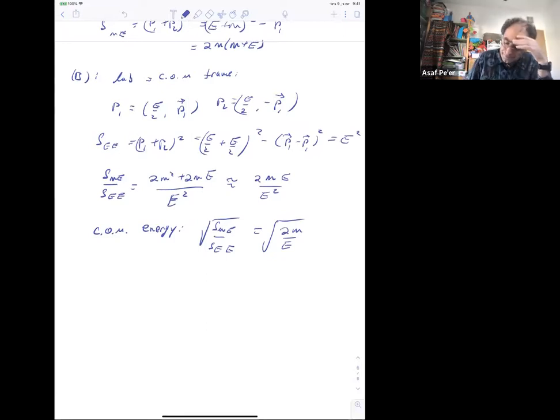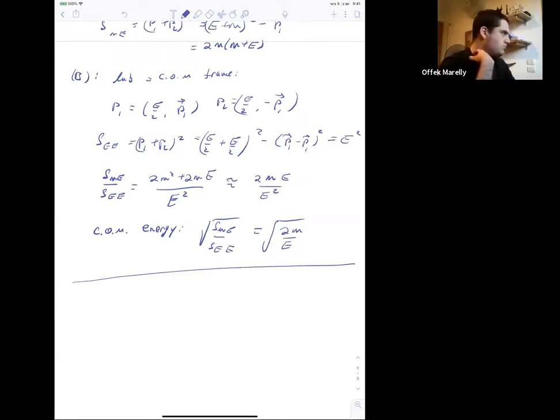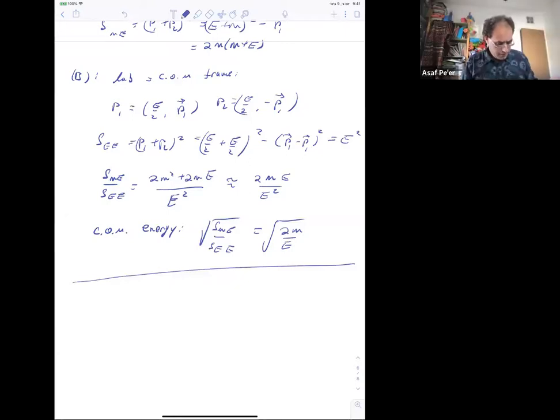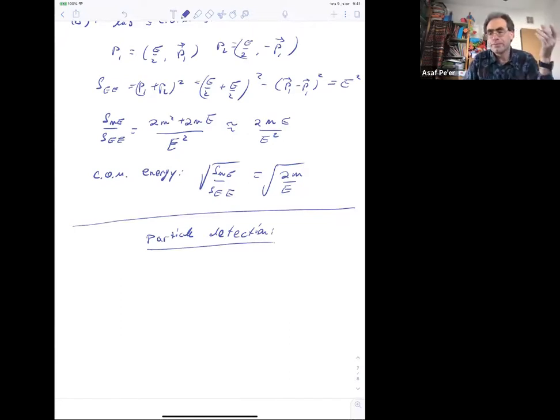All right. Yes, no, maybe? Okay. The last thing I want to do, while there's still a little bit of time, is the detection of particles. Okay, how do we detect a particle?